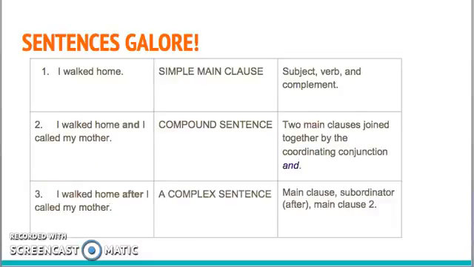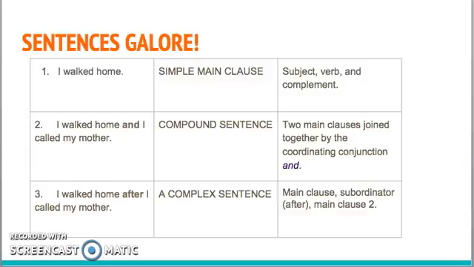So here are some examples of these types of sentences and a chart to help you understand how they're structured. So, "I walk home" is a simple main clause: subject, verb, and complement. The second one is a compound sentence: "I walked home and I called my mother." Those are two main clauses joined together by the coordinating conjunction "and."